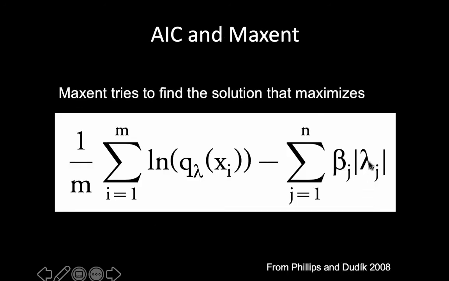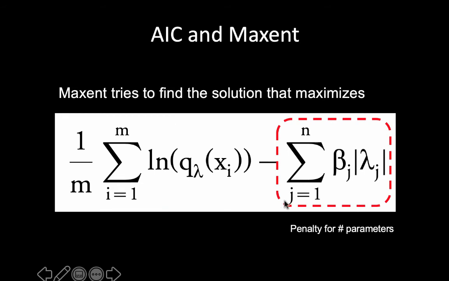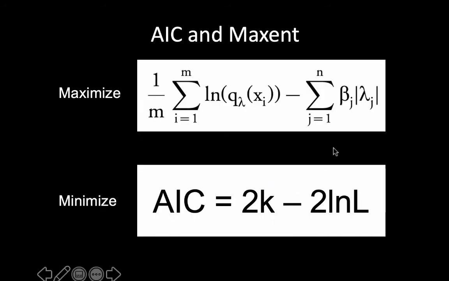That said, there are some real similarities between what AIC does and what Maxent already does. So let's look at what Maxent does. This is from Phillips and Dudík 2008. Maxent can be thought of as maximizing this, which looks a bit hairy as an equation, but this is actually just the log likelihood, right? And this is a term that penalizes for the number of parameters. What does that look like? Well, that looks a whole lot like AIC, just rearranged, right?